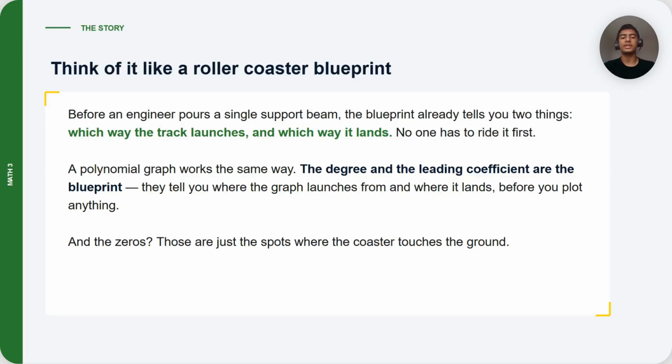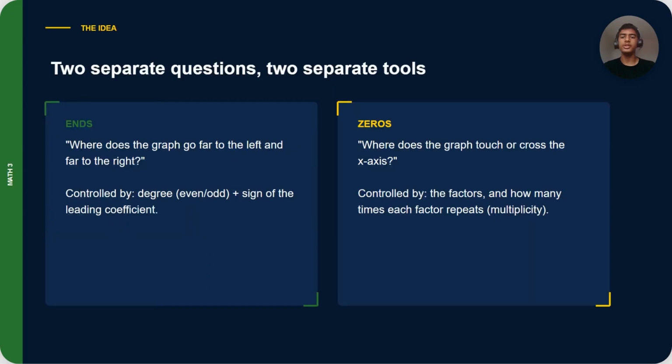Think of it like a roller coaster blueprint. Before an engineer builds anything, the blueprint already tells you which way the track launches and which way it lands. Nobody has to write it first to know that. A polynomial is the same. The degree and the leading coefficient are the blueprint. They tell you where the graph launches from and where it lands before you ever plot a point. And the zeros? Those are just the spots where the coaster touches the ground. Keep that picture in your head because we're going to come back to it for every example.